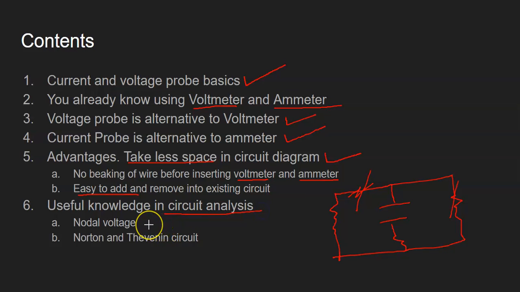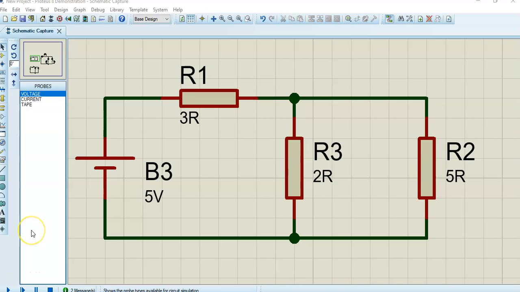Say, for example, if you're trying to find the nodal voltage in nodal analysis, or if you're working with a Norton or a Thevenin circuit, the knowledge of this current and voltage probe will be helpful.